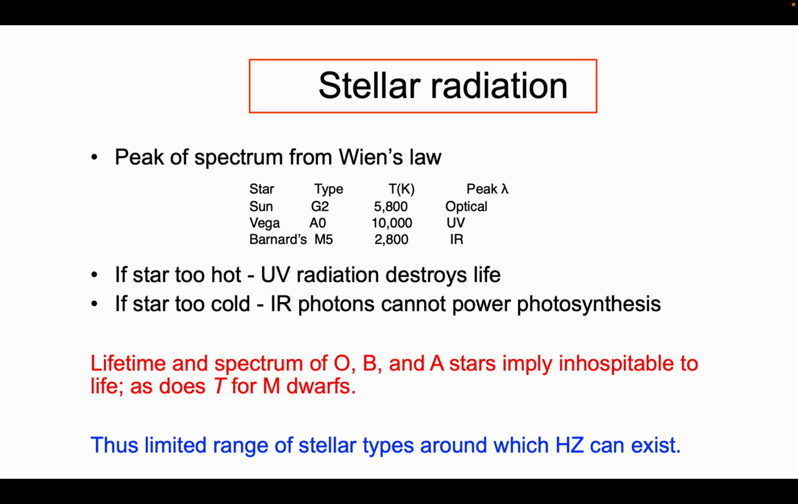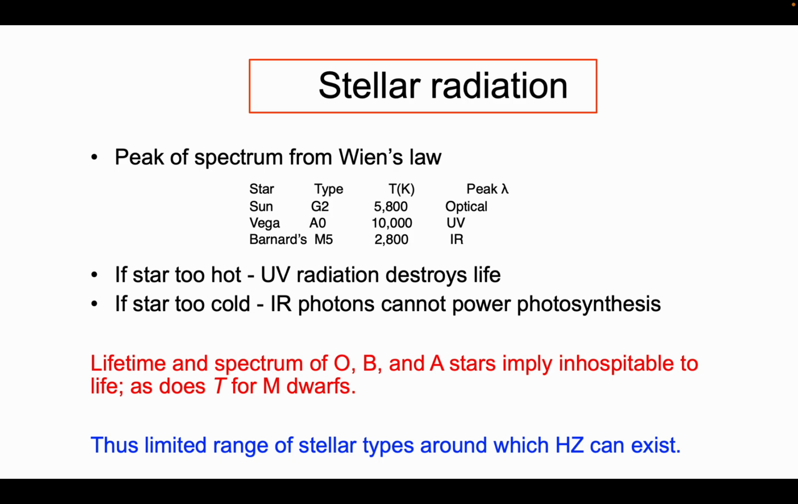Another key idea is the stellar radiation. We know the peak spectrum from Wien's law, that the peak spectrum of the sun is related to the surface temperature of the sun, and this peaks in the optical. For Vega, an A-type star, the surface temperature is very high, so its spectrum peaks in the UV. Barnard's star, an M-type star, has a surface temperature less than our sun, and its spectrum peaks in the infrared.